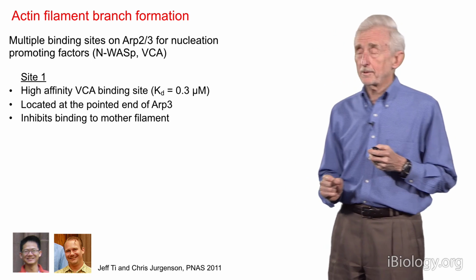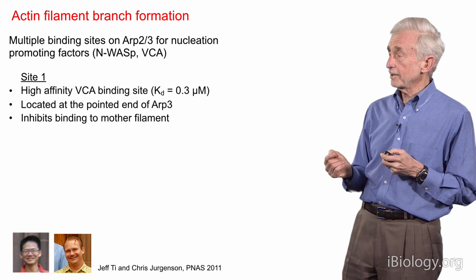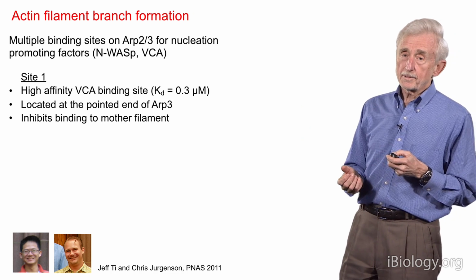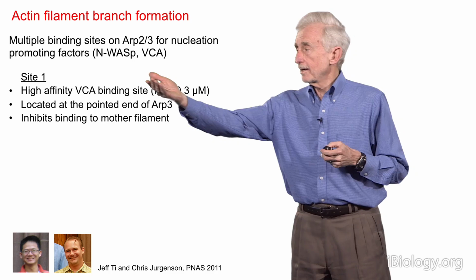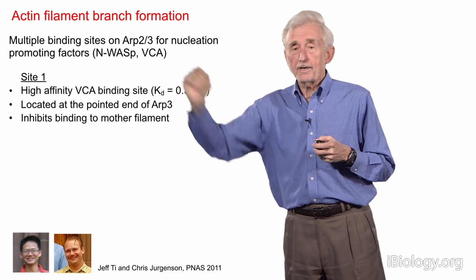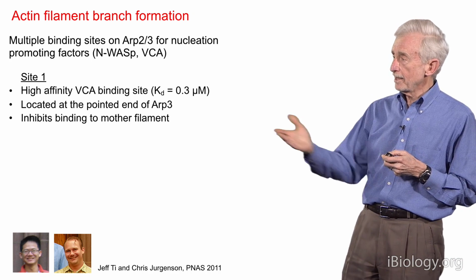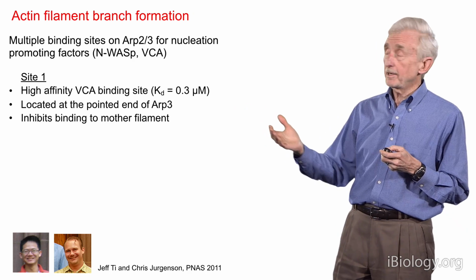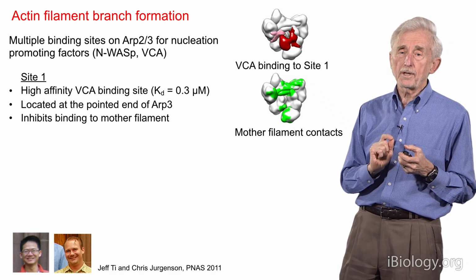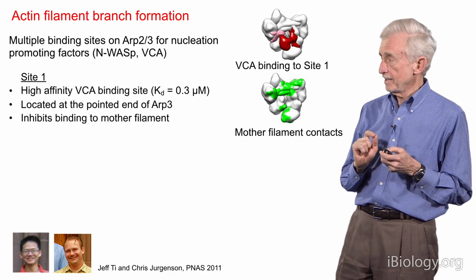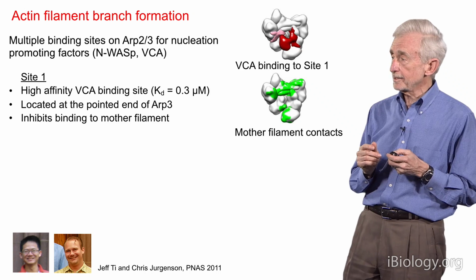We have a partial explanation for this from kinetic and thermodynamic studies and from crystallography. It turns out that there are multiple binding sites for the nucleation promoting factors on the ARP2/3 complex. And we're going to call the nucleation promoting factor VCA here because there's a V, a C, and an A motif in all of these nucleation promoting factors. There's a high affinity site. It's actually located on the ARP2/3 complex, as shown here from electron microscopy, in a position where it blocks the interaction of ARP2/3 complex with the mother filament. So this is inhibitory, and we don't understand the biological significance of this.